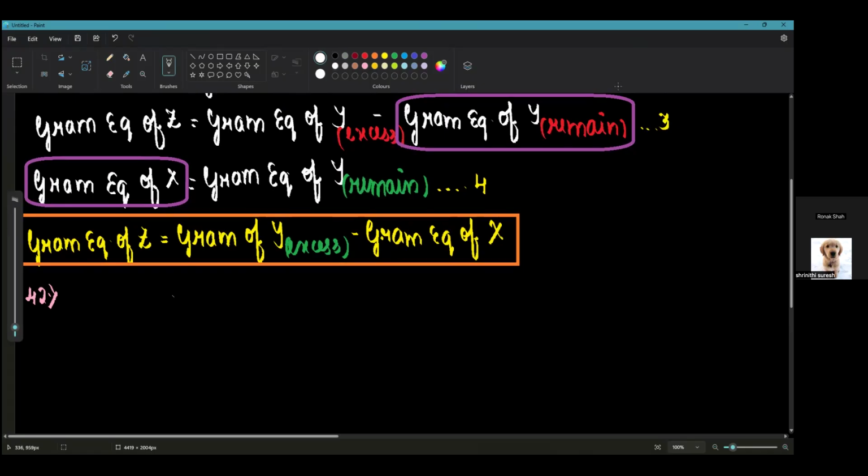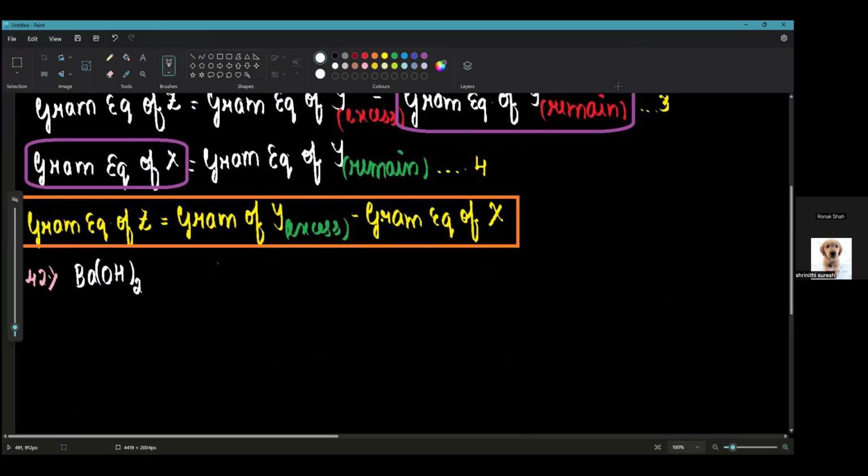So what is Z in this case? It is barium hydroxide, a sample of barium hydroxide. That means this is impure barium hydroxide. In this case, who is our Y? HCl, because HCl is taken in excess, correct? So they say that here you are going to get some product. The product will be BaCl2 and water, but that's okay. You don't need the products.